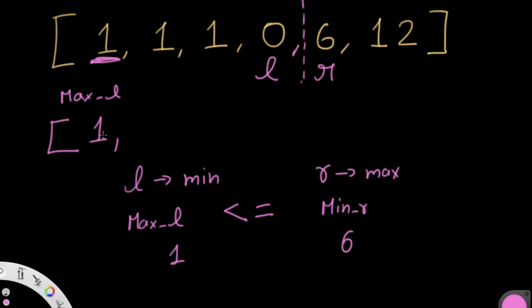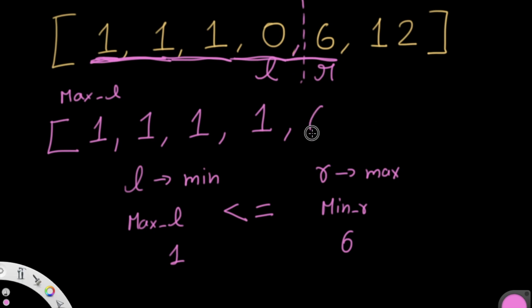So we write 1. Now we're going to assume both of these are part of the left subarray. The maximum still stays as 1, and now we keep going on. We assume 3 of these are part of the left subarray, so the maximum is still 1. Now we have 0, so again the maximum stays as 1. But when we go to 6, the maximum becomes 6. And when we go to 12, 12 becomes our maximum. So we have this one array over here.